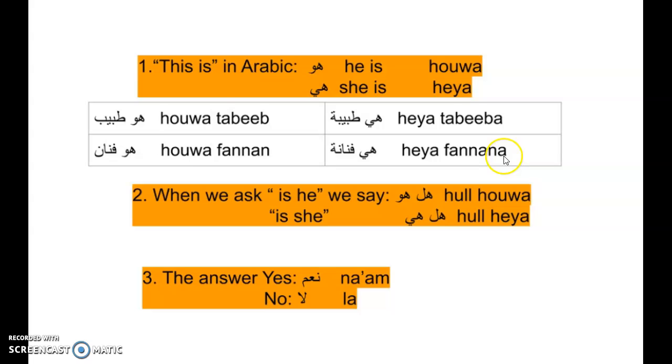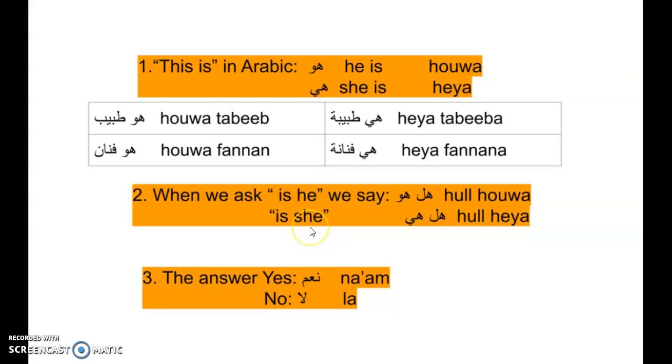All right. So step number two is how we ask a question, whether she is a doctor, she is a painter, she is a singer, or if he is a lawyer, etc. So in Arabic, when you want to say, for example, is he a doctor or is she a lawyer? We say, هل هو. هل هو means is he. هل هو طبيب. Is he a doctor? هل هي طبيبة. See, boys and girls, the new word is هل. هل هو, هل هي. Is he, is she.